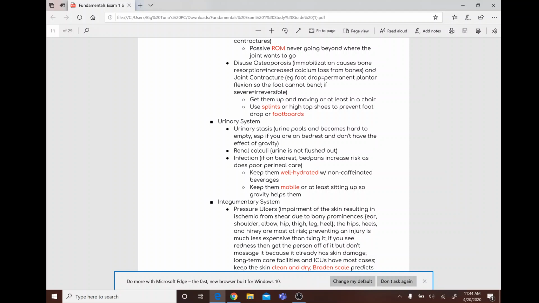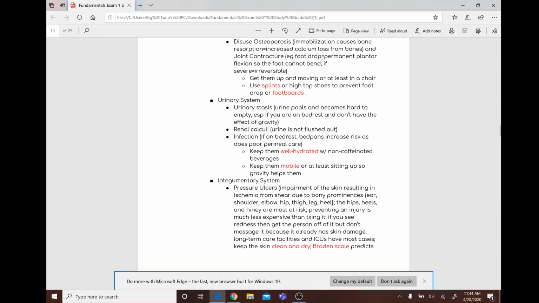And then what is renal calculi? Stones form because urine is not flushed out. How are we going to deal with infection? Keep them well hydrated with non-caffeinated beverages and get them as mobile as possible.